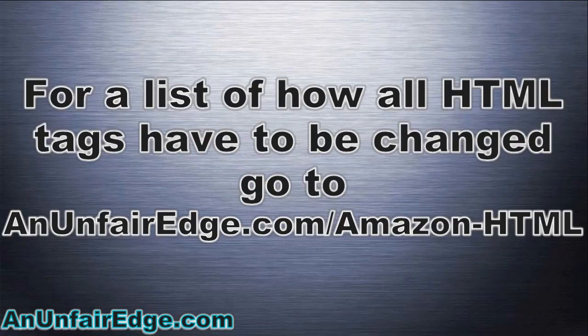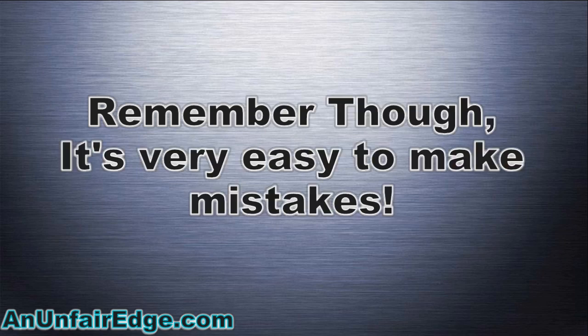So to see how the rest of the tags have to be entered in, go to unfairedge.com/Amazon-HTML, and you'll see all of the tags listed there and how they have to be changed. But bear in mind, this kind of coding is very difficult to read, so it's very easy to make mistakes. The first time I tried this, I forgot to close out my tags with a slash, and my sales page looked like crap afterwards.